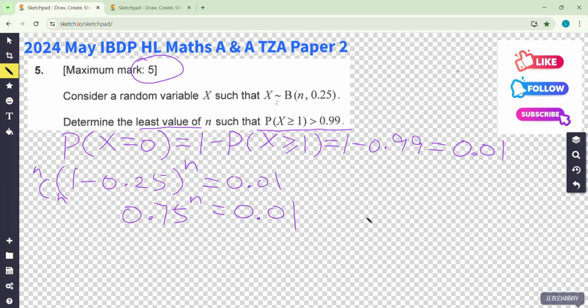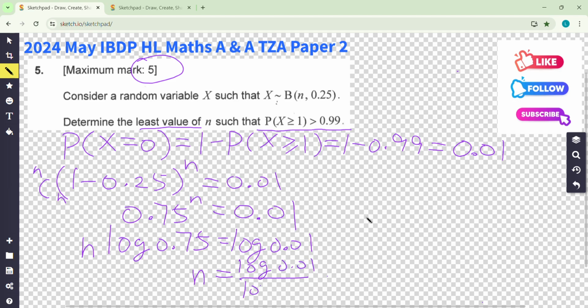Typical IB question. How to solve it? How to make the n come out? Log the left hand side and right hand side, and then it becomes n log 0.75. The right hand side also take a log of 0.01, and then it will be calculation time. Then see whether we need to round it up or round it down. Pause the video and calculate it.